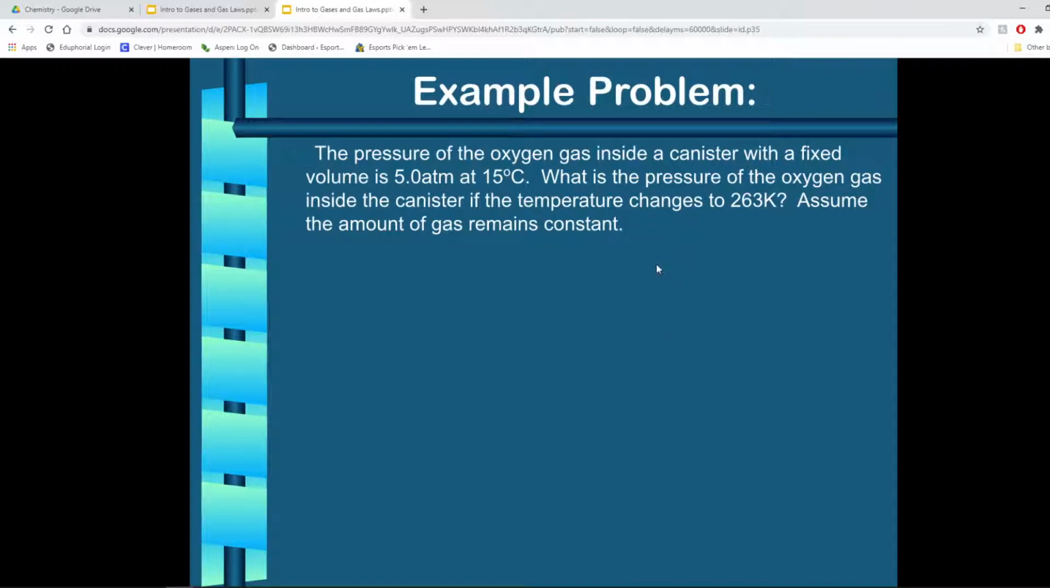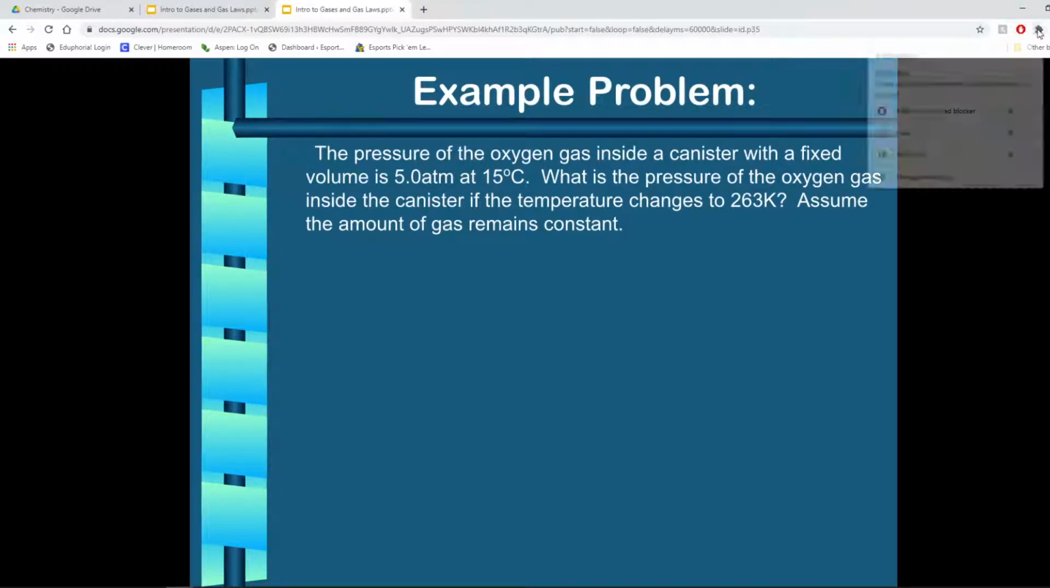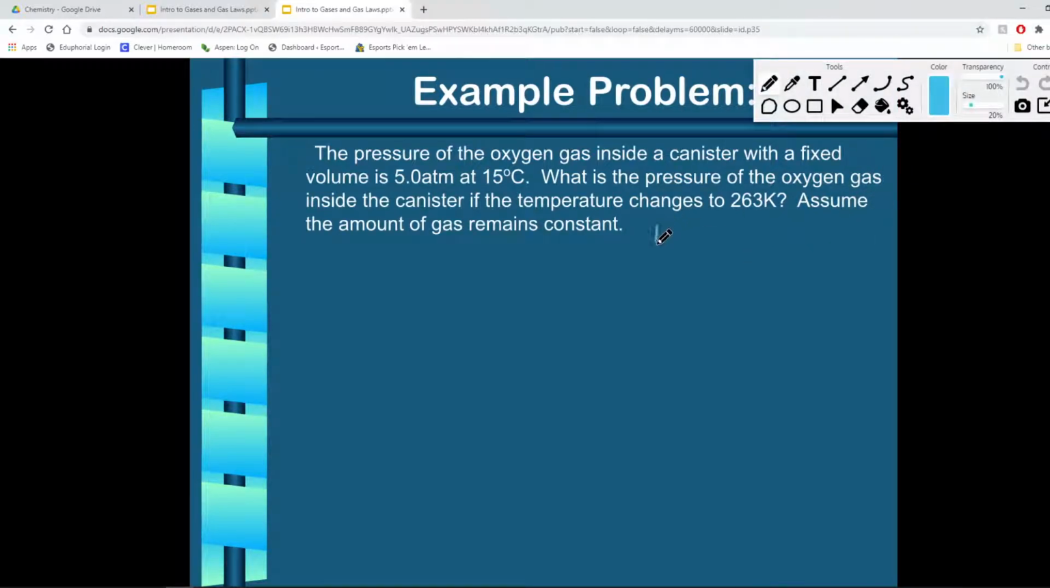All right, so we can see here an example problem. And we're going to do this the same way we did the other ones. We'll write out our equation. So we've got P1 over, nope, not V1, over T1 is equal to P2 over T2. And then we can start plugging stuff in. We know that the initial pressure of this gas inside whatever canister they're talking about is 5 atmospheres. So that gets plugged in for our P1.